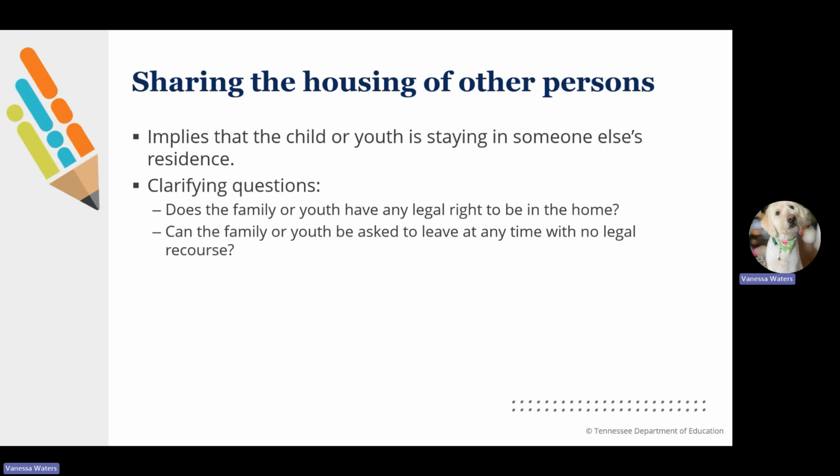So let's look at sharing the housing of other persons. It's also known as doubled up, and it occurs when a family, student, or unaccompanied homeless youth is living in someone's residence. Liaisons can use these clarifying questions to help determine if a student is eligible for services under McKinney-Vento. Does the family or youth have any legal right to be in the home? And can the family or youth be asked to leave at any time with no legal recourse?